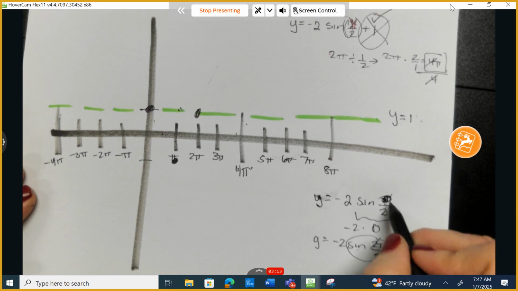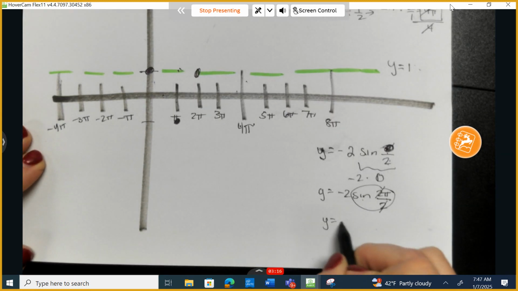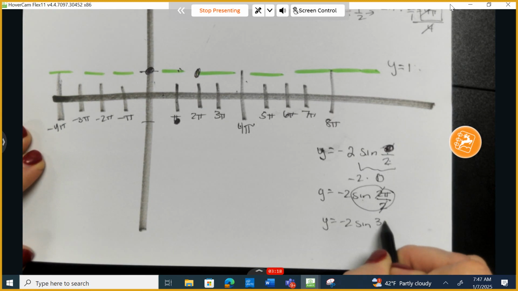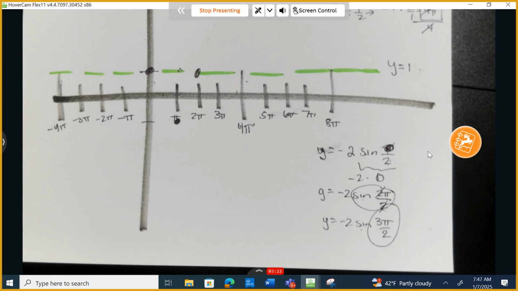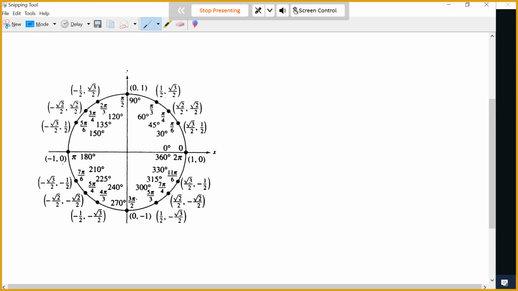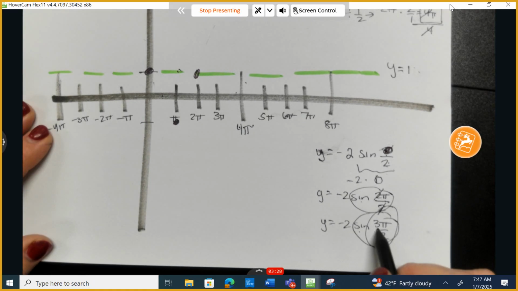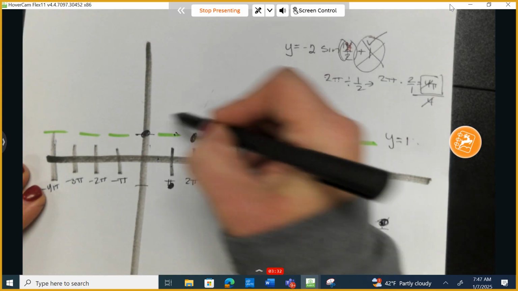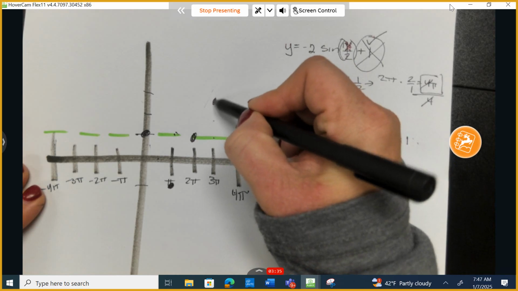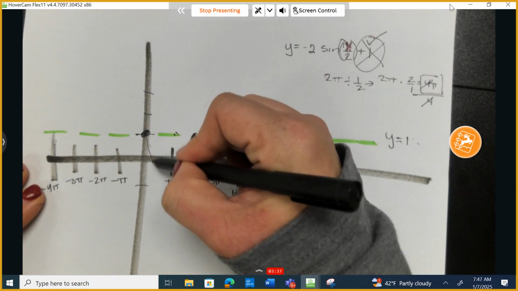Let's plug in 3 pi. So again, I'm being lazy here. I have y equals -2 sine of 3 pi over 2. So let's evaluate what is the sine at 3 pi over 2. The sine at 3 pi over 2 is -1. So this portion is -1. -1 times -2 is +2. So from here, I'm going to go up 2. And then if we did 4, we would get the exact same thing.